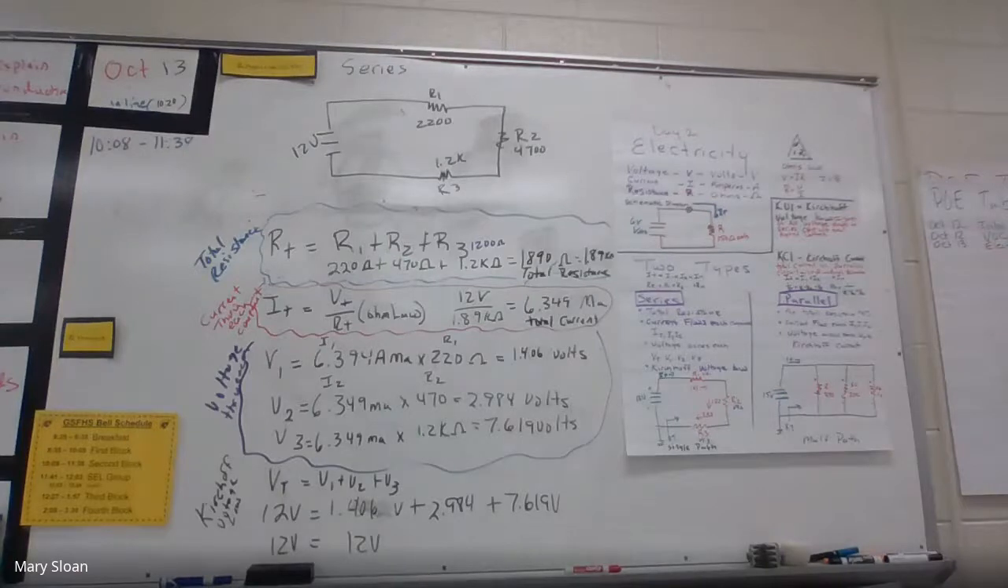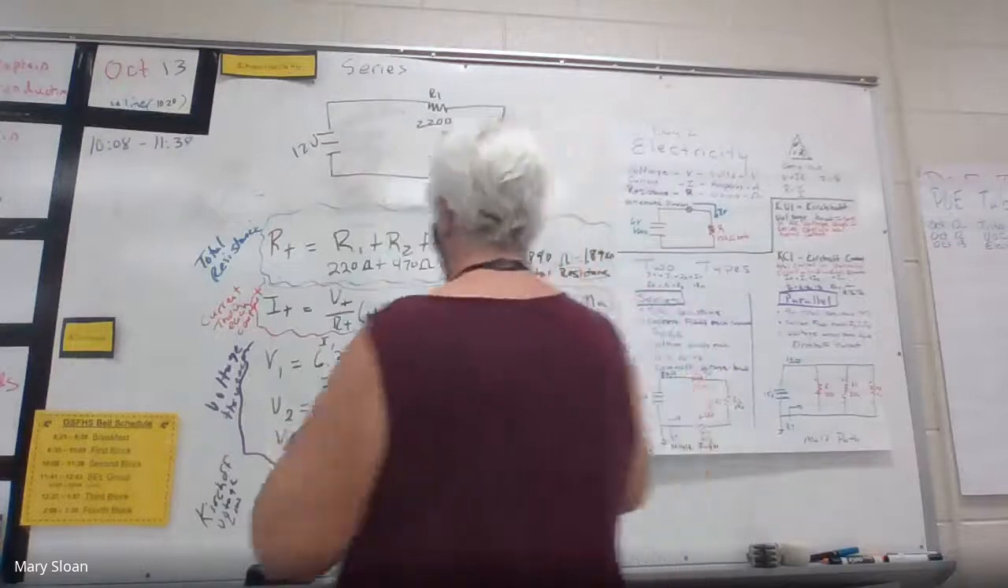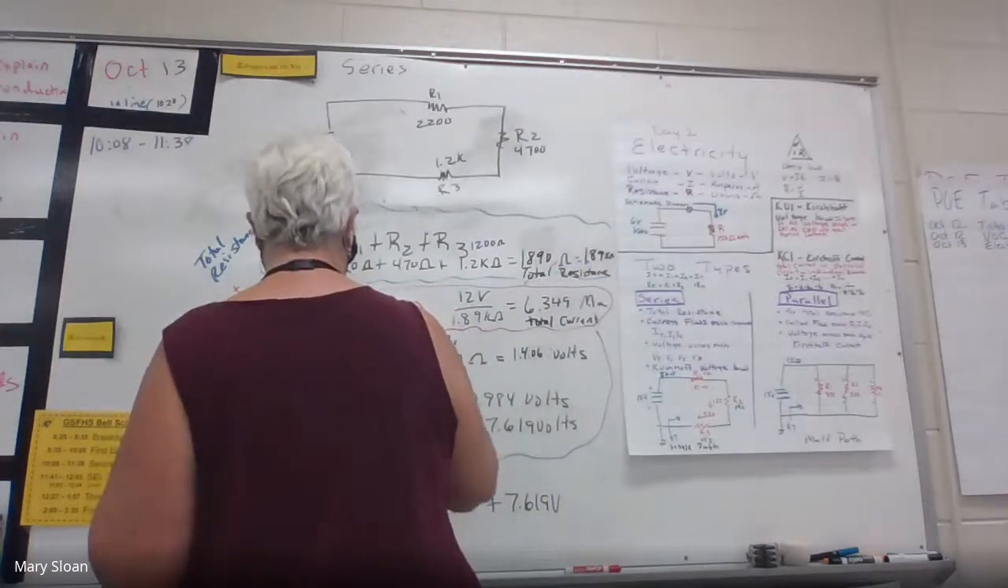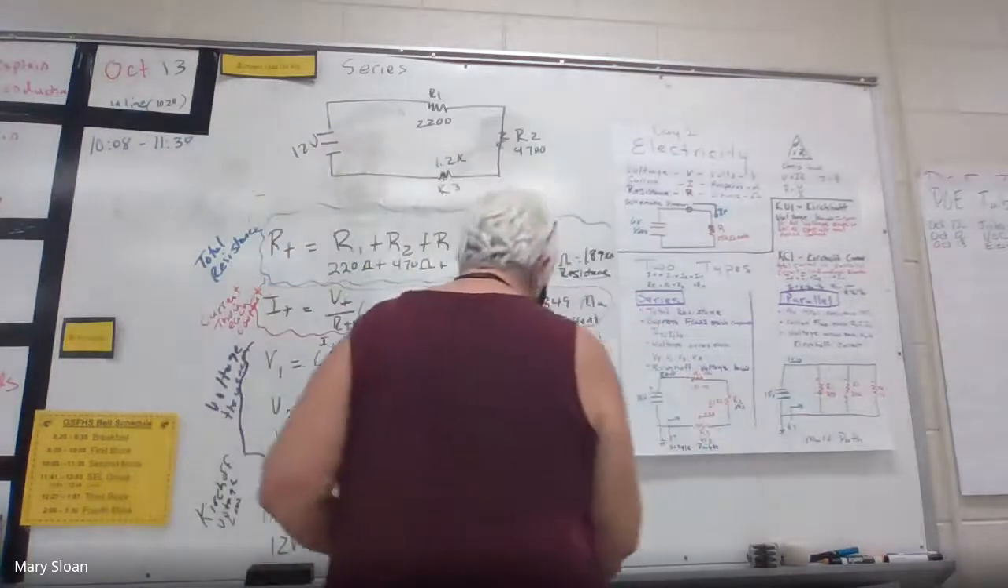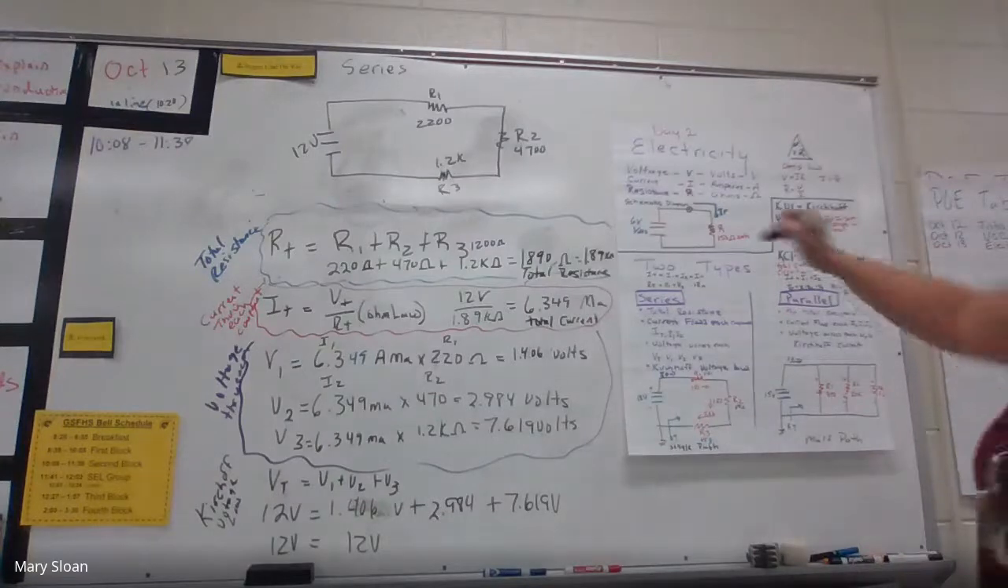I'm sorry. It's okay. I've got 6.349206349. Correct. All right, so that is my current for each component. My dyslexia today, guys. I did it on the wrong one first. Okay, so that's our total current.